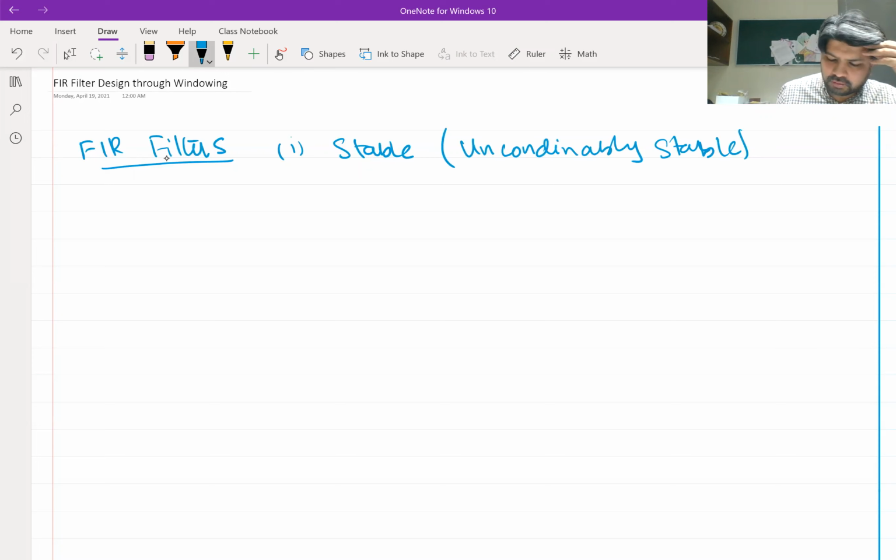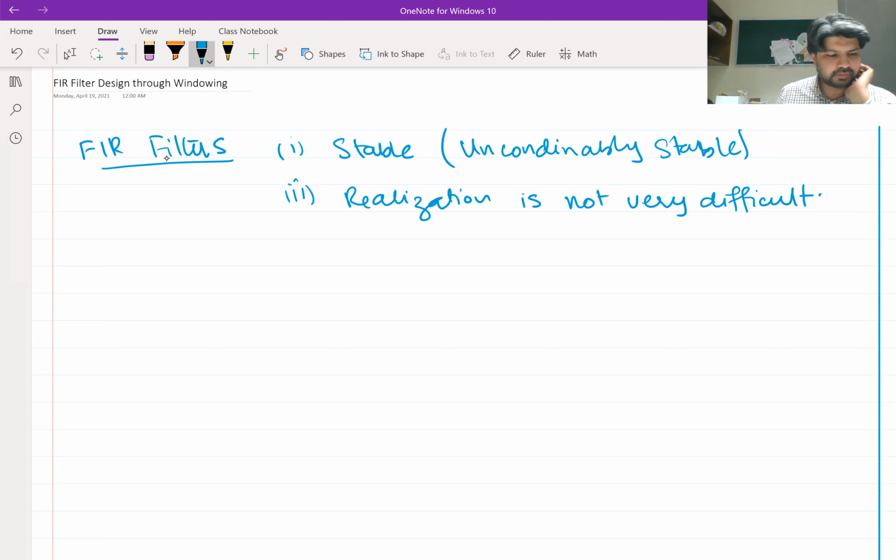They can be made causal. Causality is not a problem. So realization is not very difficult in terms of causality, right? You can just shift the filter to make the filter realizable. And the third and the most important point is that FIR filters can guarantee linear phase response.